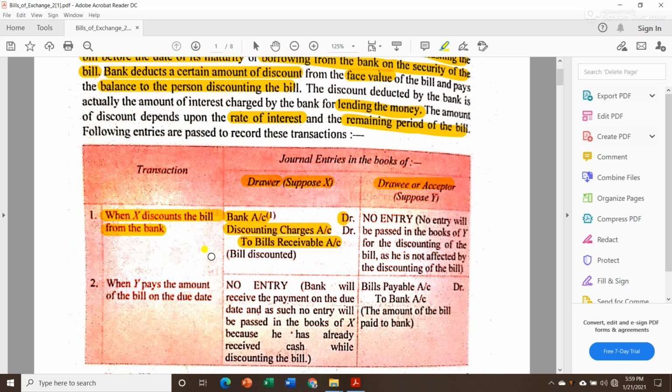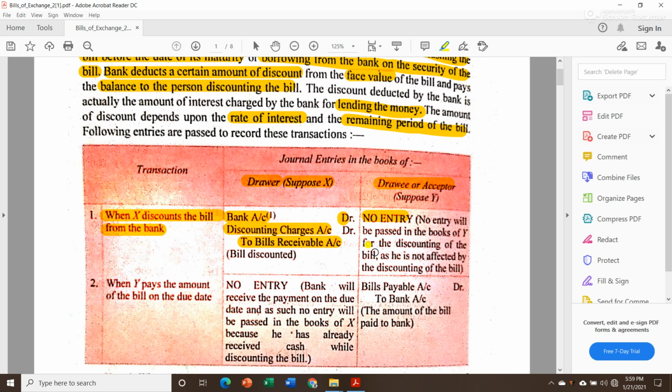Okay, so for this similar transaction there will be no entry in the book of Y, because he has nothing to do with discounting the bill. It is up to X whether he wants to discount it from the bank or not. Mr. Y has nothing to do with that. So there will be no entry in the book of Y.